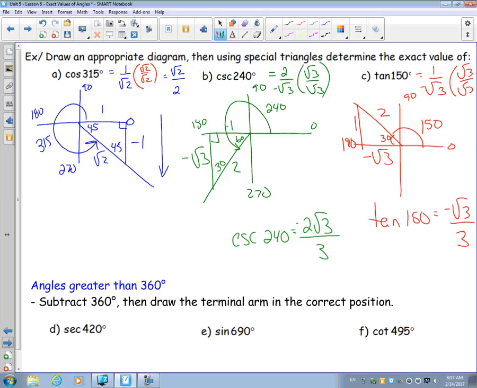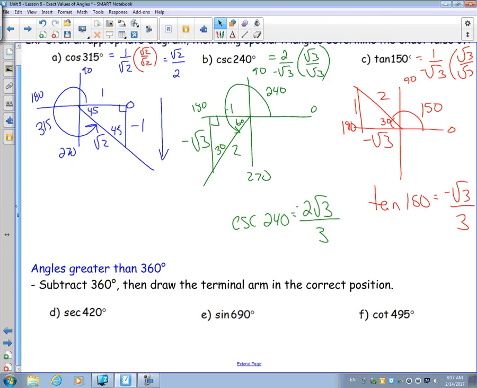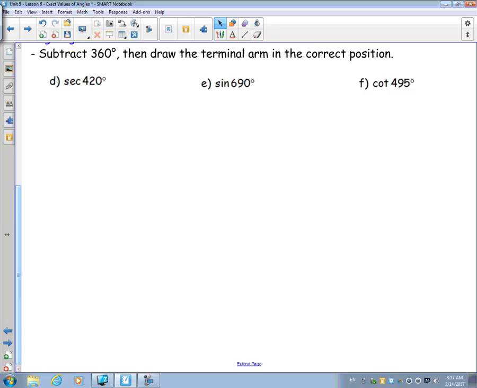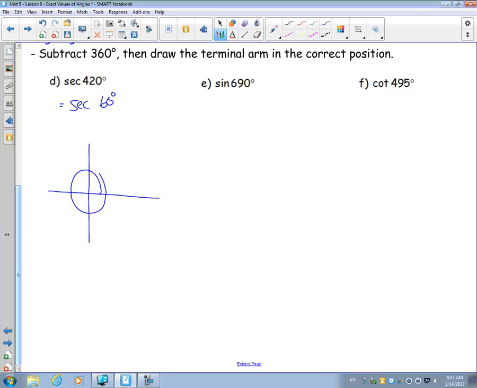Okay. We can also do angles greater than 360. The only difference is that we have to rotate more than once. We go round and round. So if I come across secant 420, I can basically say that's the same thing as, if I subtract 360, secant of 60. Because all we've done is gone around and start over again. So 60 is there. Okay? 420 is all the way round and round.